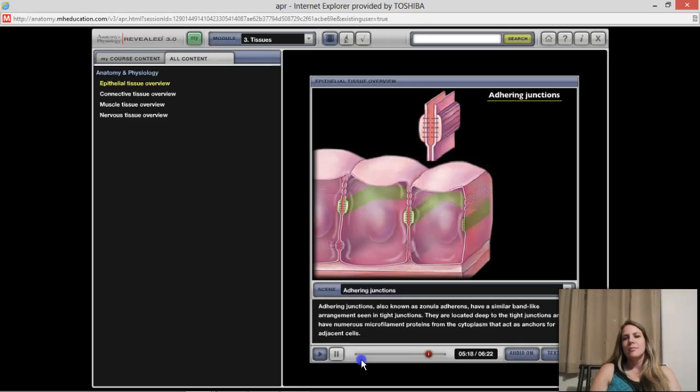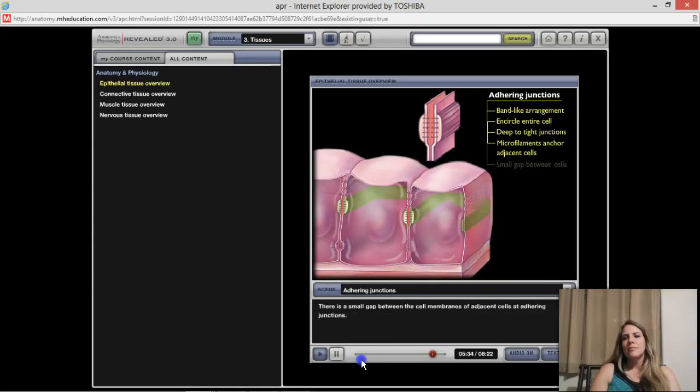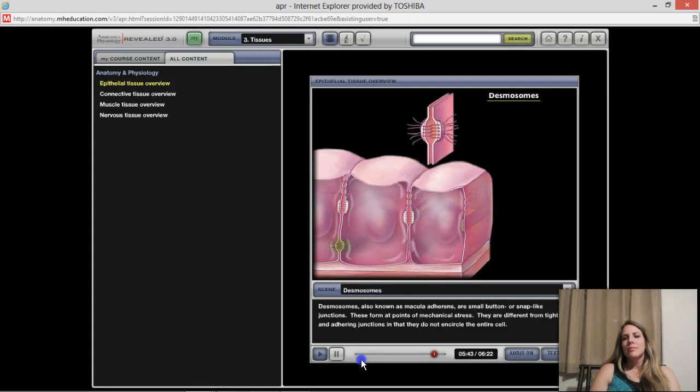Adhering junctions, also known as zonula adherens, have a similar band-like arrangement seen in tight junctions. They are located deep to the tight junctions and have numerous microfilament proteins from the cytoplasm that act as anchors for adjacent cells. There is a small gap between the cell membranes of adjacent cells at adhering junctions. Desmosomes, also known as macula adherens, are small button or snap-like junctions. These form at the points of mechanical stress. They are different from tight and adhering junctions in that they do not encircle the entire cell.